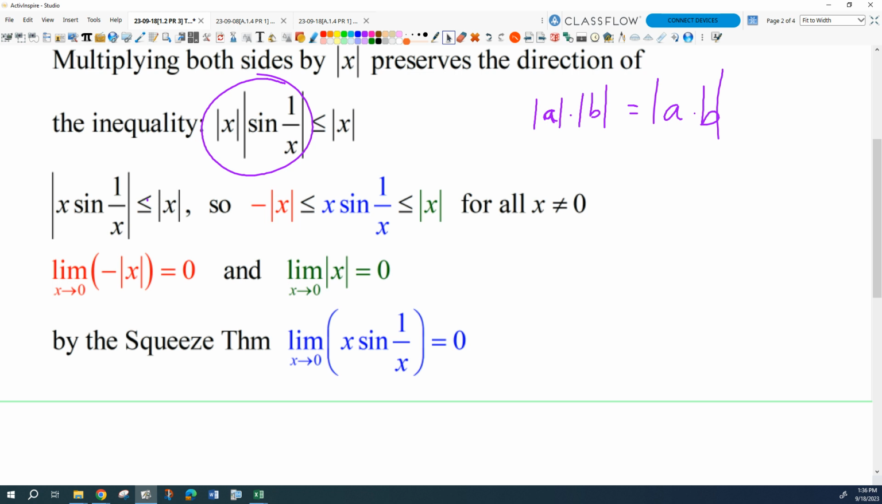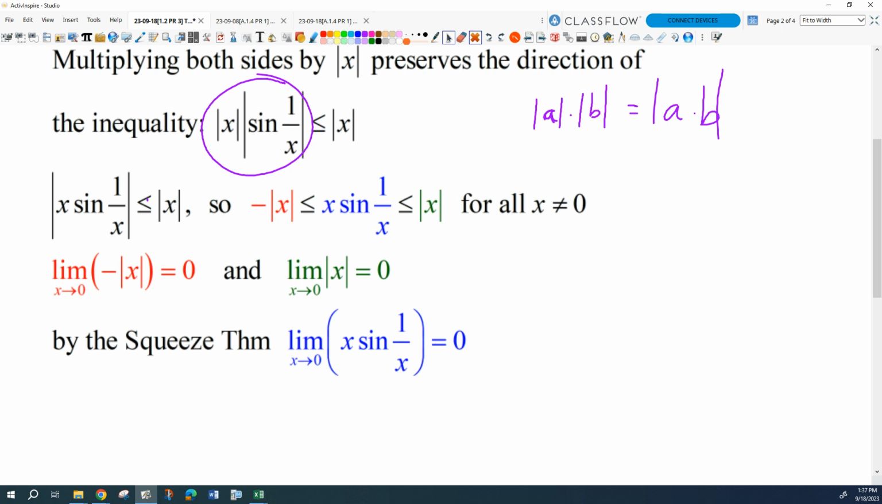X times the sine of 1 over x, for all values of x that are not 0, is always guaranteed to be greater than or equal to the red function and less than or equal to the green function, right? Well, if those outside bracketing functions have limits that converge on the value 0, then by the squeeze theorem, doesn't the limit of the blue function get squeezed to that same value? So we got it. The limit of the blue function is equal to 0.